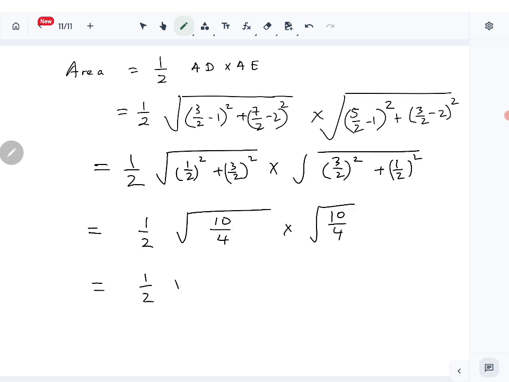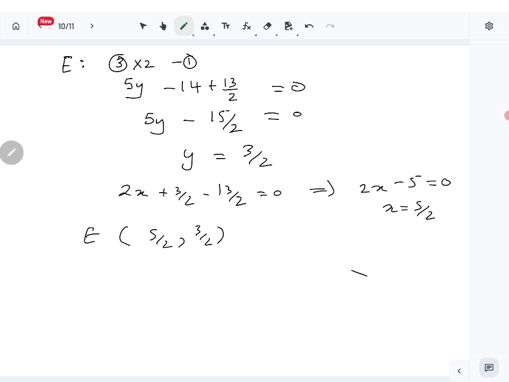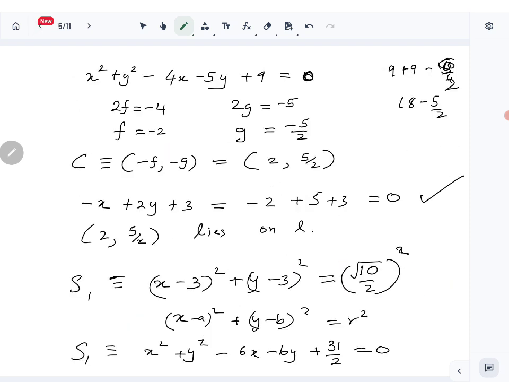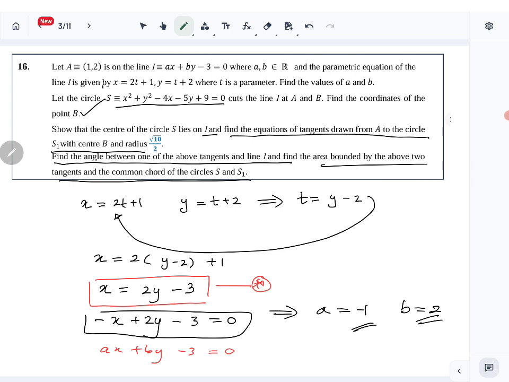So half into 10 over 4, that is 5 over 4. So the area is 5 over 4 square units, whatever units are used here. So that is the answer for question number 11. Then next we'll do the trigonometric question.